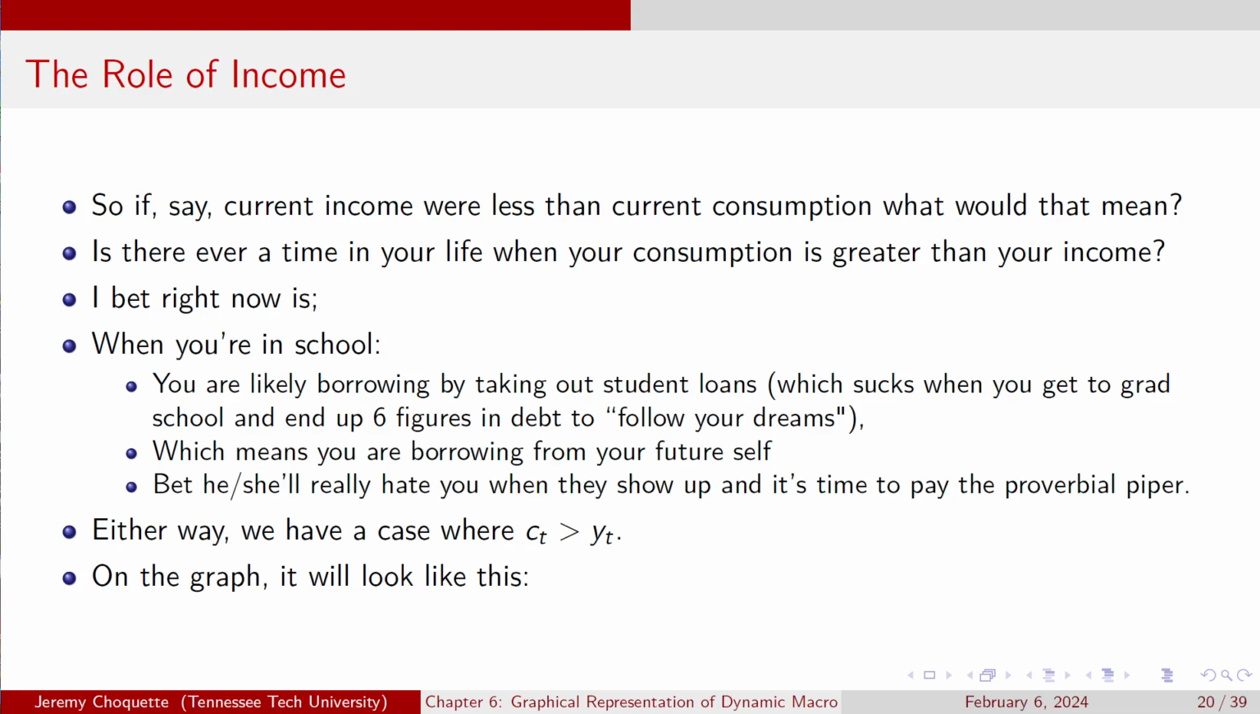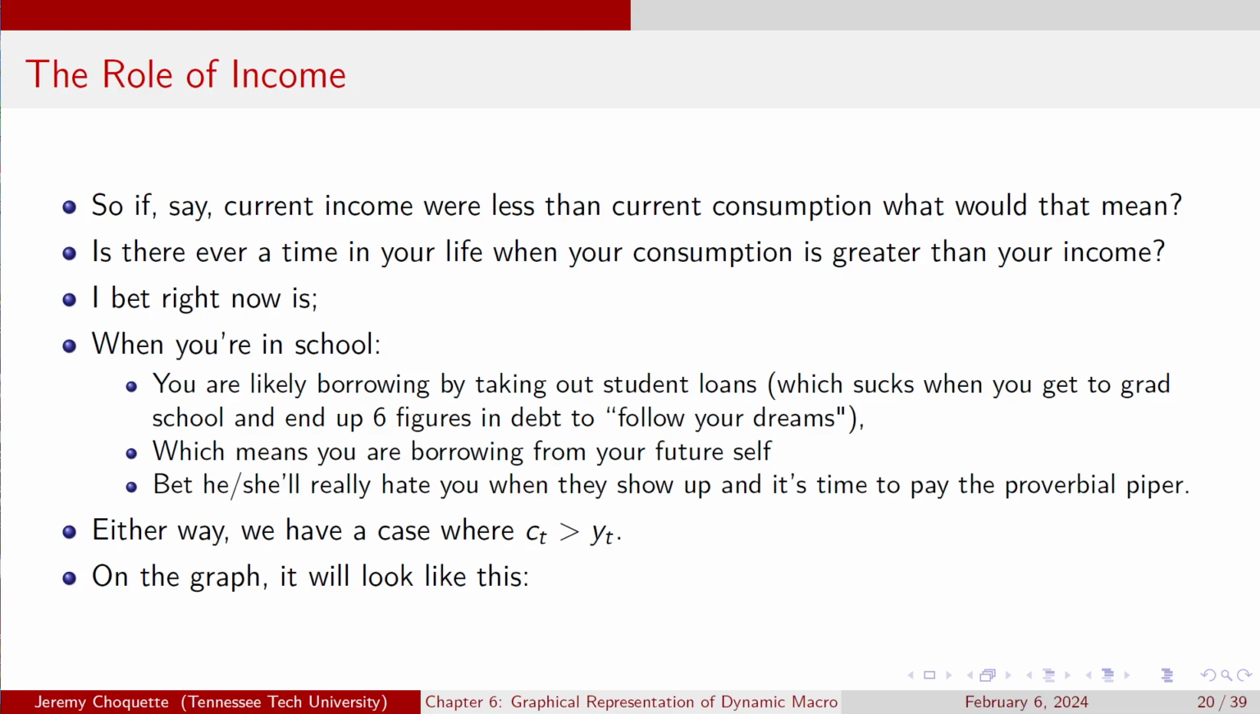That'd be great. So let's say current income was less than current consumption. What does that mean? Has there ever been a time in your life when consumption's greater than what you're earning? It probably is right now while you're in school, because you're probably taking out student loans. I know it sucks, especially when you want to go to graduate school and follow your dreams, and then you end up six figures in debt. That's not fun. I don't know how I'm ever going to pay that back.